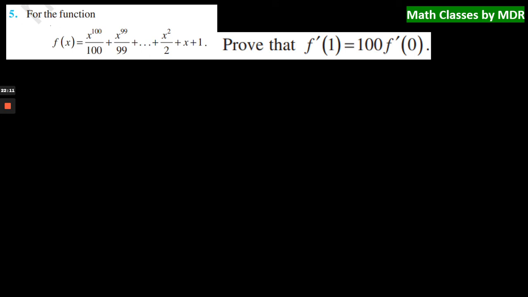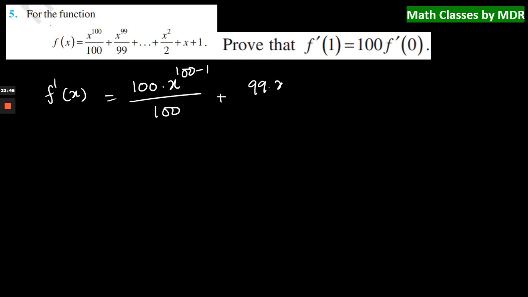For the function f of x equals x to the power 100 by 100 plus x to the power 99 by 99 plus and so on plus x plus 1, prove that f prime 1 is equal to 100 times f prime 0. First let us try to find out what is f prime x for this. See, we can write it as 100 into x to the power 100 minus 1. This 100 is as it is. Okay, constants we do not differentiate when they are multiplied by any other functions.